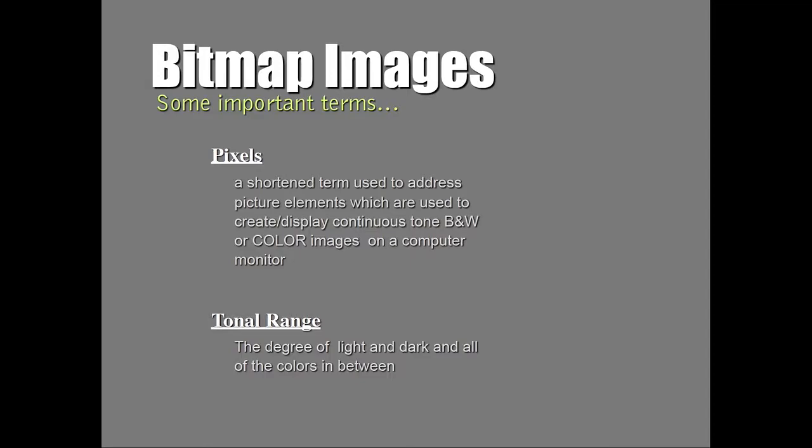We have to understand tonal range, which is the degree of light and dark and all the colors in between. Because matching tonal ranges between images in Photoshop is what allows you to bring them all together and they look like they started out together. If we don't match tonal range, then it looks like things came from different sources.